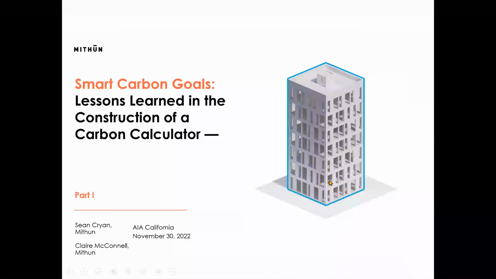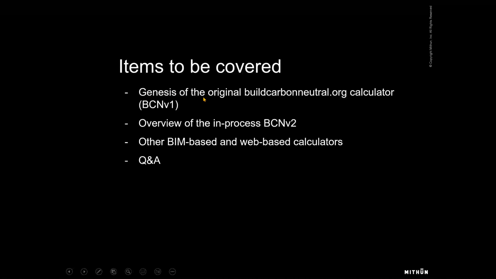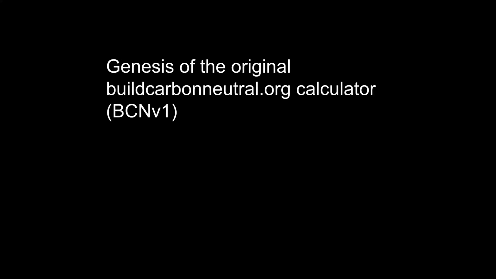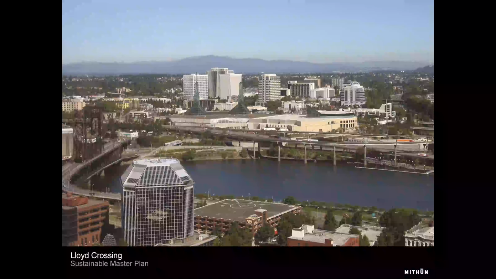So for today, we'll be talking a little bit about the original genesis of buildcarbonneutral.org, or BCN version 1. We're going to give you a little bit of an overview of the in-process version 2, and some of the complexities and thoughts that led to the improvements that we're making to the calculator. Talk a little bit about some of the other BIM-based and web-based calculators, and we'll have some Q&A at the end.